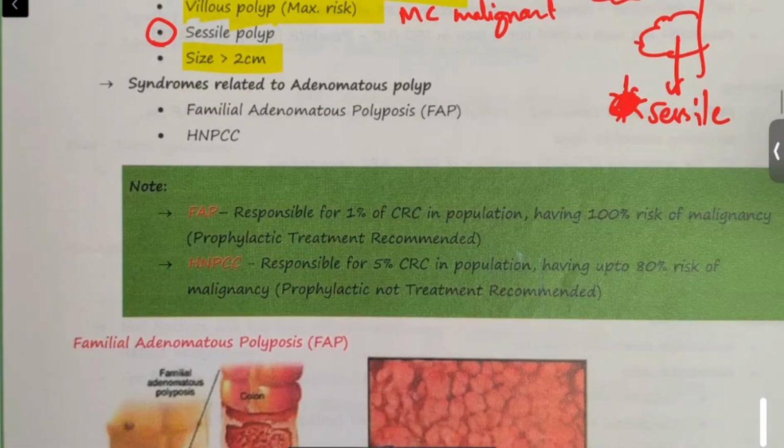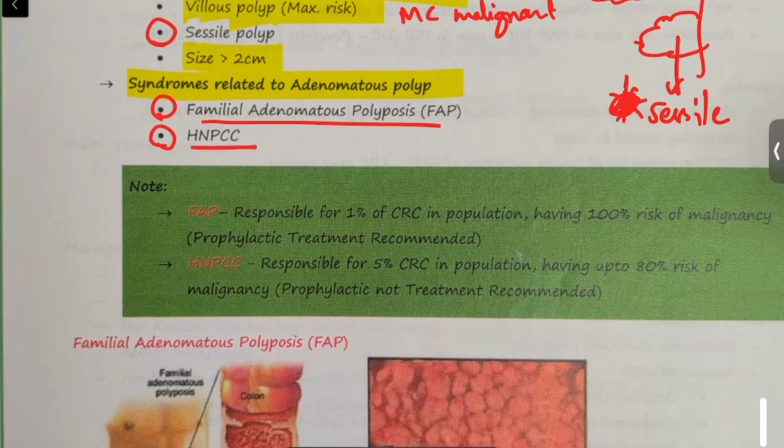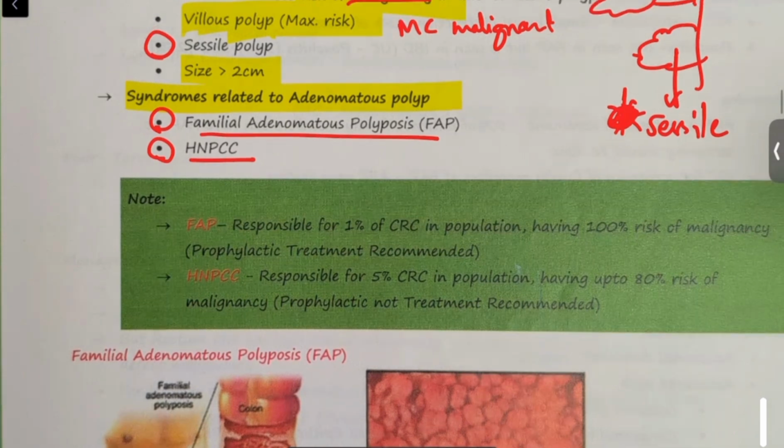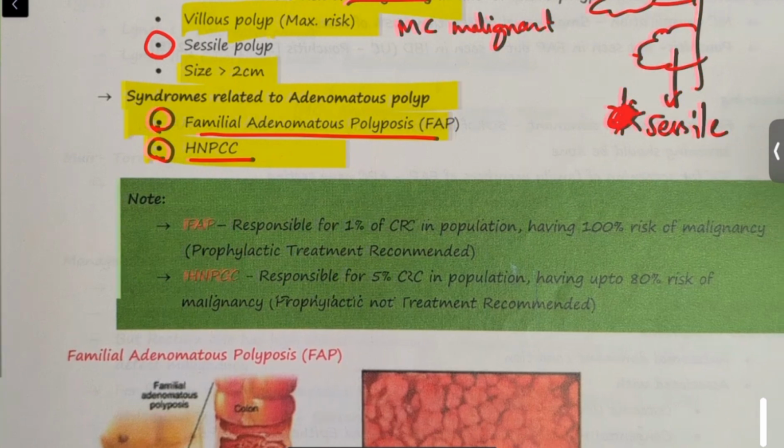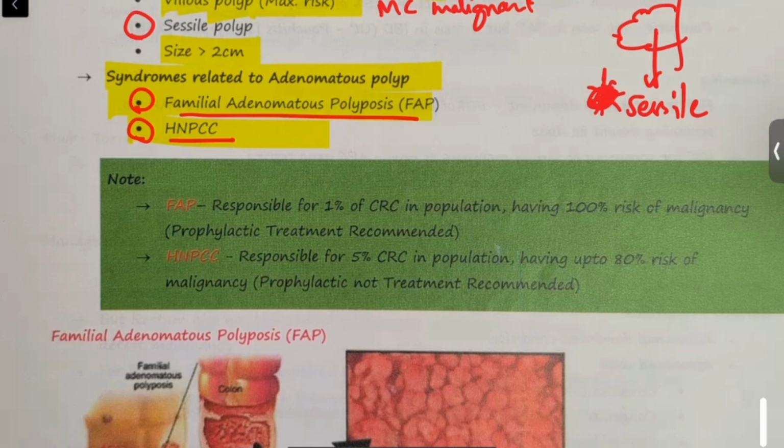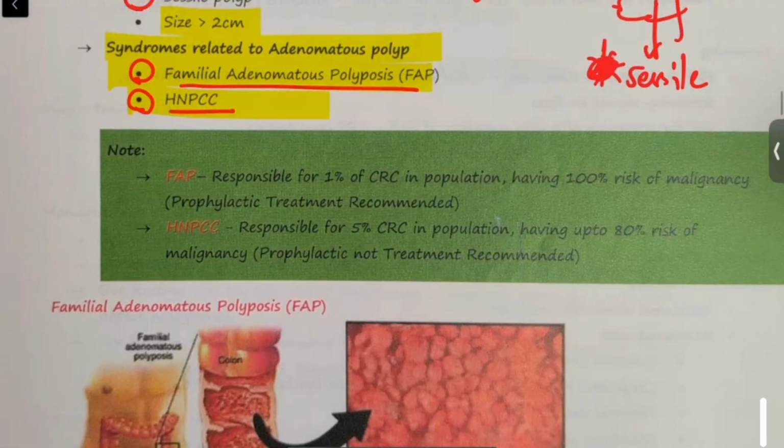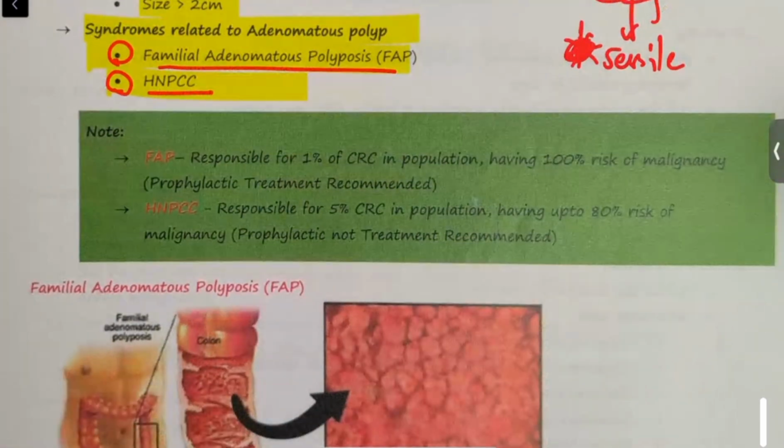So there are two main syndromes that are associated with adenomatous polyp, that is familial adenomatous polyposis and hereditary non-polyposis colorectal cancer. These are the two most important topics from today's class. If you know about this, then we can easily know about colorectal cancer, and then it is manageable, we can score well. Okay, so what are these two?